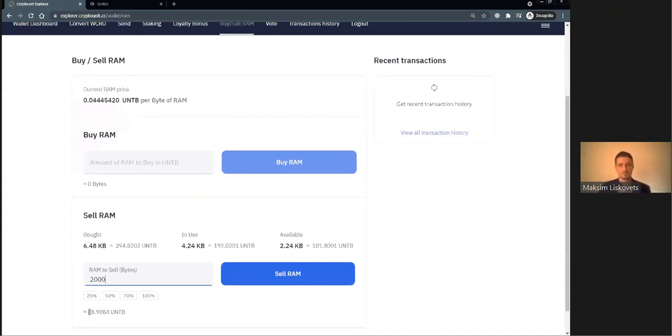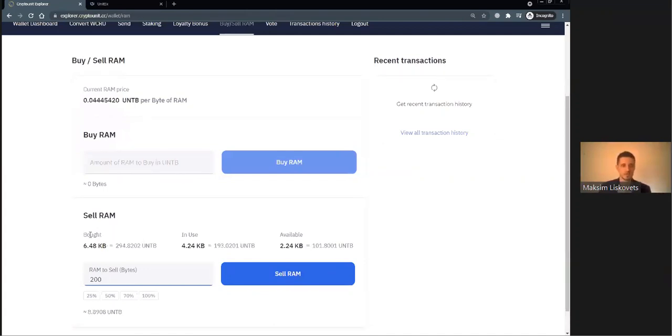We see that we get paid 88.9 UNTBs. Well, let's say 89 UNTBs. Of course, we're not going to sell 2000, I mean. Let's enter 200 bytes and we sell them. And we get 8.89, well, practically 9 UNTBs.